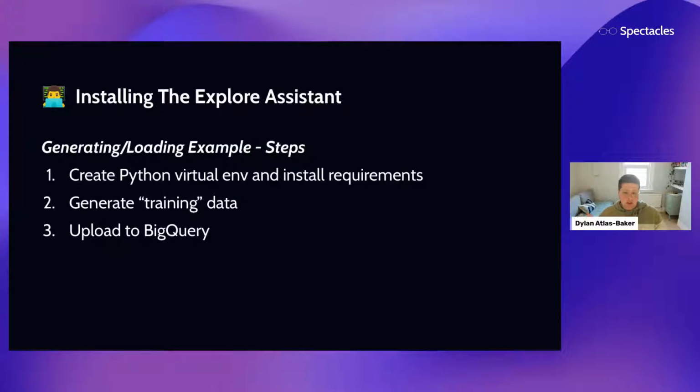The second step is the most interesting one, I think, which is the generating and loading of example data. The three steps here: create a Python virtual env and install requirements. There's a Python script that you're going to need to run. Do not install Python requirements globally on your computer. Do use virtual environments and install them there. We then need to generate the training data, and then we need to upload that data to BigQuery.